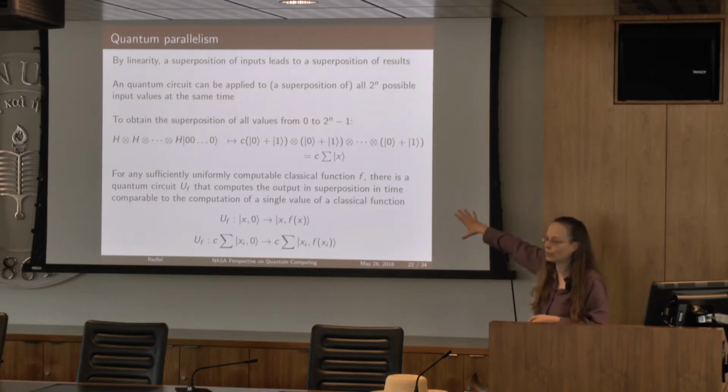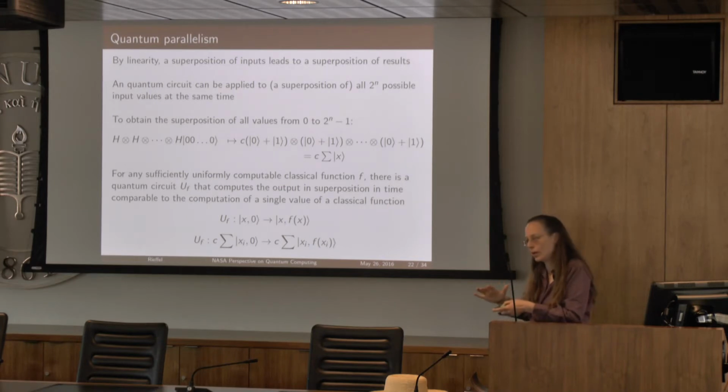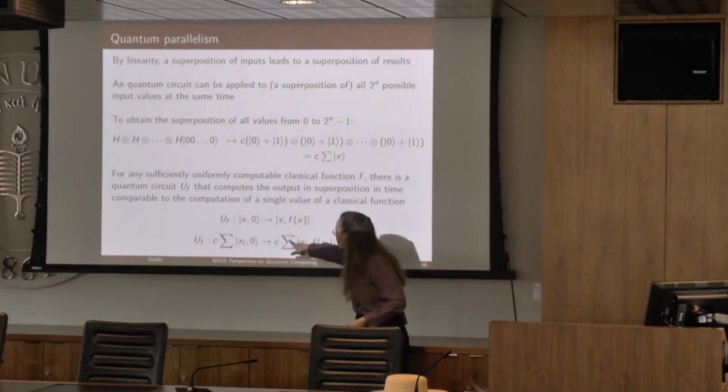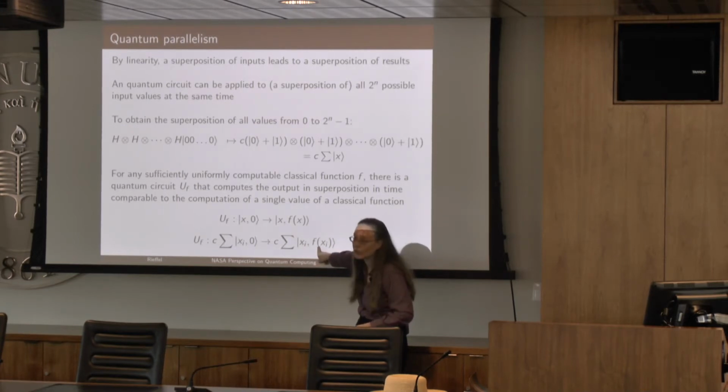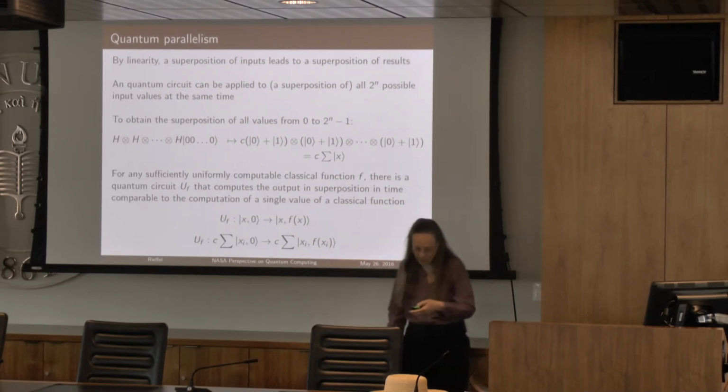One trick you can do here is to compute in quantum parallel. So you start with a superposition of all possible input states, and then you compute the quantum analog of a classical function on that, and you get a superposition of all possible input states with all the values on those input states.